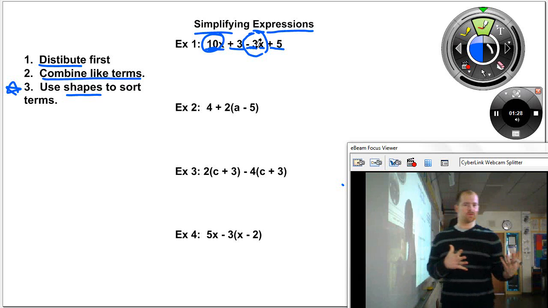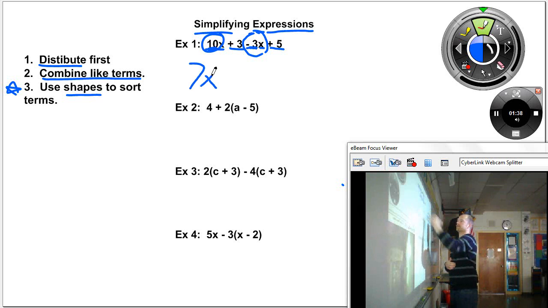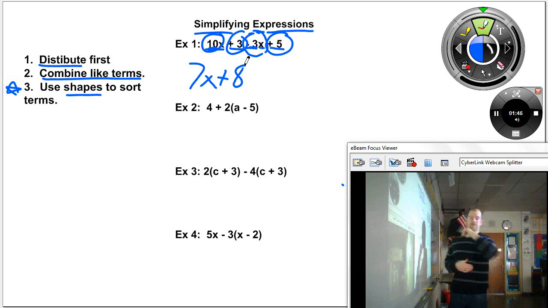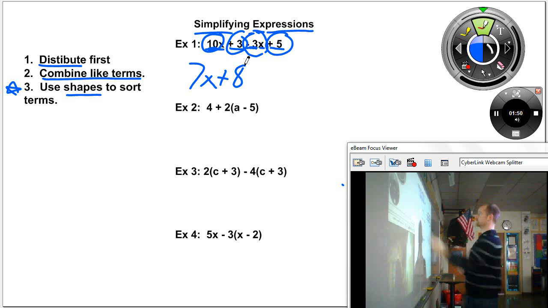It's like in first grade when you had apples. If you have 10 apples, you take away 3 apples, how many apples do you have left? Well, here we have 10 x's. We take away 3 x's, so we have 7 x's left. And then you can combine your integers, plus 8. And this is our final answer. We can't combine the 7 and 8 because they're not like terms. This is as far as we can go.